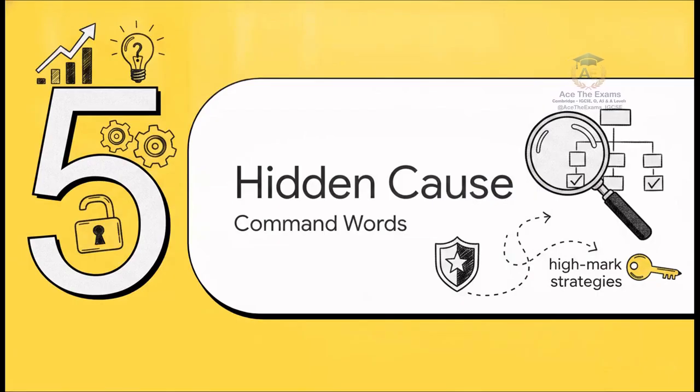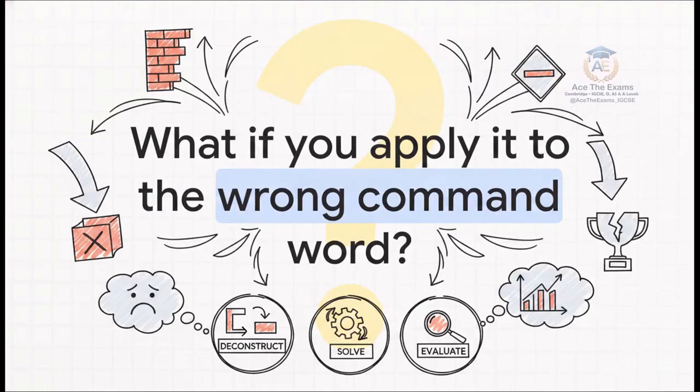Section 5. The hidden mark band cause. You have the high mark framework, but what if you misinterpret the command words? Well, all this framework application will land you in the wrong mark band entirely. Think about it. You've mastered the deconstruct, solve, evaluate model. You know exactly how to link to context, but what if the question asks you to evaluate and you merely describe? Actually, scratch that. Even with perfect context, a descriptive answer to an evaluative question severely caps your maximum possible score. It's a diagnostic cliffhanger that catches thousands of students completely off guard.